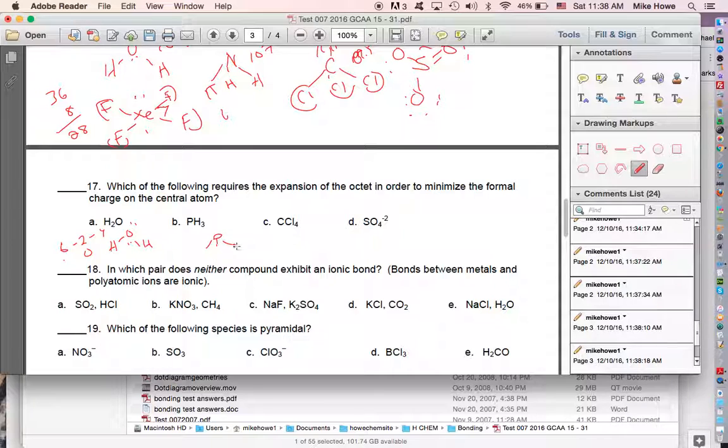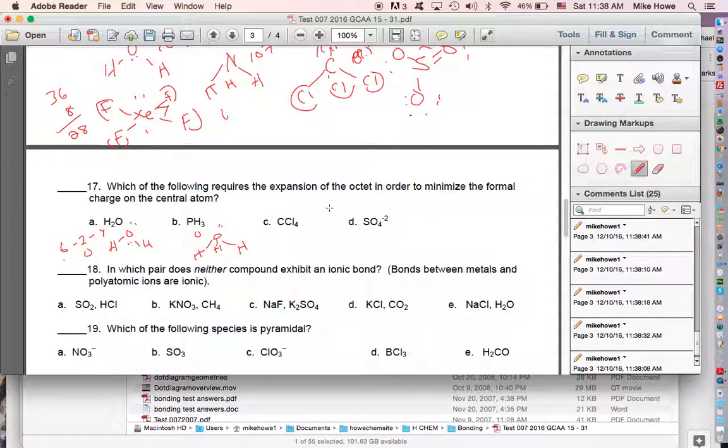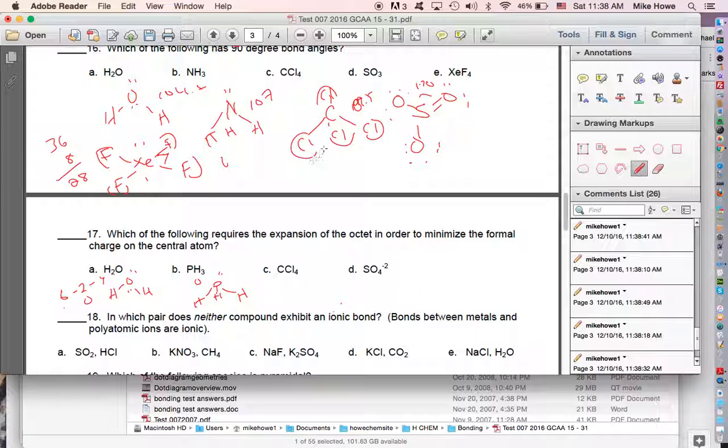PH3, dot diagram looks like this. So 5 valence electrons minus half of the shared, 1, 2, 3. So 6 shared, but half of that's 3, minus 2 is 0. Carbon is 0 here also, and carbon, I just go up here. If you look up at the top, I just drew this picture, so you'd have 4 minus 1, 2, 3, 4, half of the shared electrons. And there's 8 shared around the carbon, so half of that would be 4, and 4 minus 4 is 0. So the carbon's formal charge is 0.